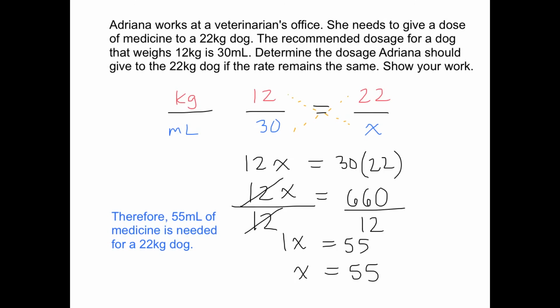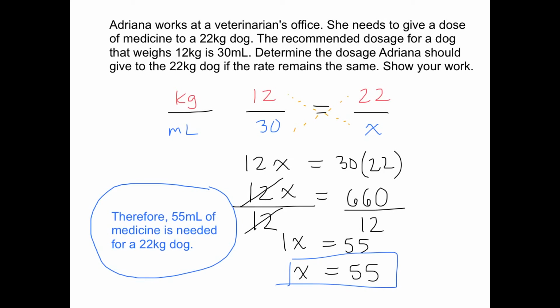Well, since x represented the dosage that Adriana needed to give to the 22-kilogram dog, we can conclude that, therefore, 55 milliliters of medicine is needed for a 22-kilogram dog. And by using both methods, we still got an answer of 55. Now remember, this was just one method of solving this problem. There are many different ways we could have solved this problem. Check out our playlist to see different videos of solving this exact same problem using a different method.